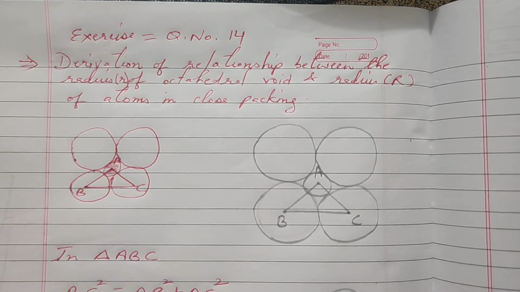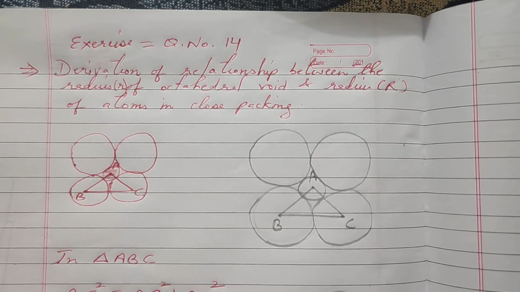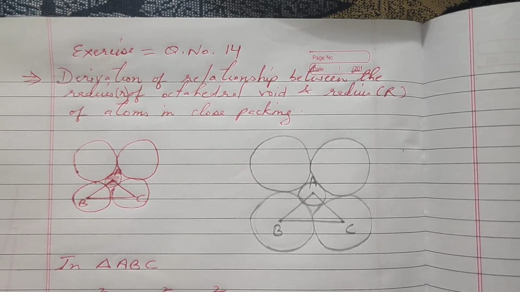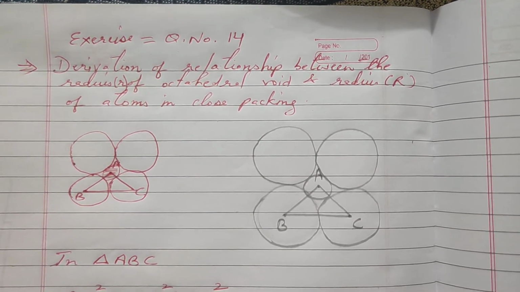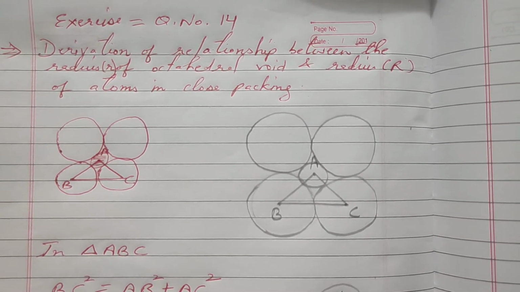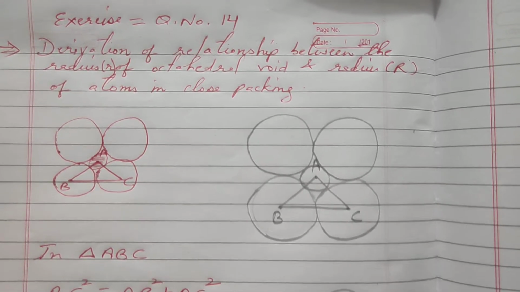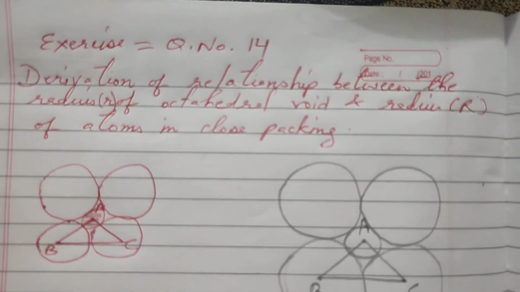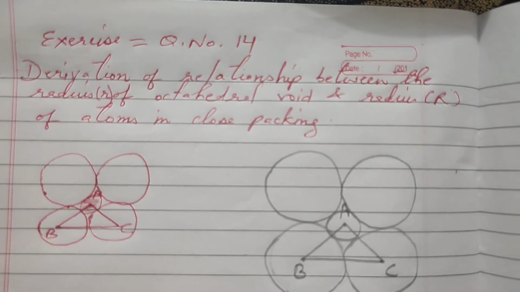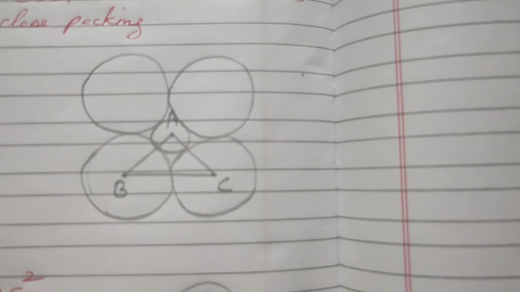Good morning, students. Today I would like to take exercise question number 14. Solid state exercise question number 14: derive a relationship between the radius of an octahedral void and the radius of atoms in close packing. In close packing you can draw this diagram.